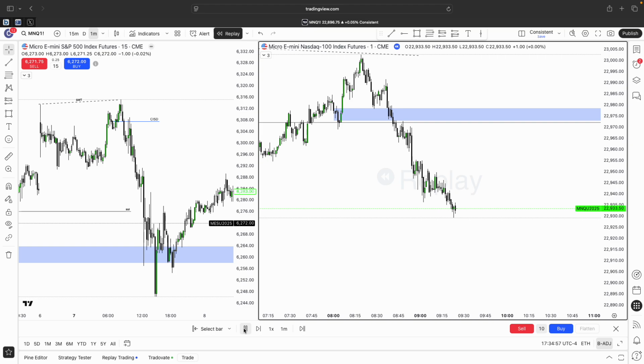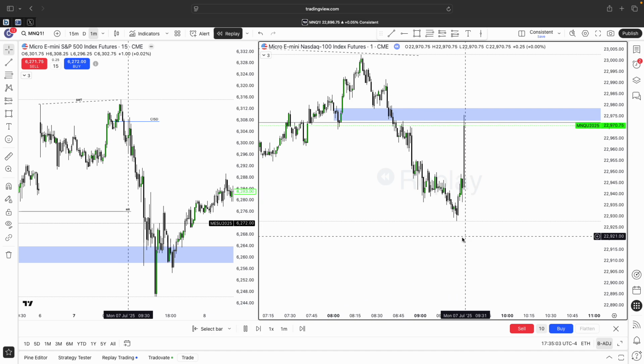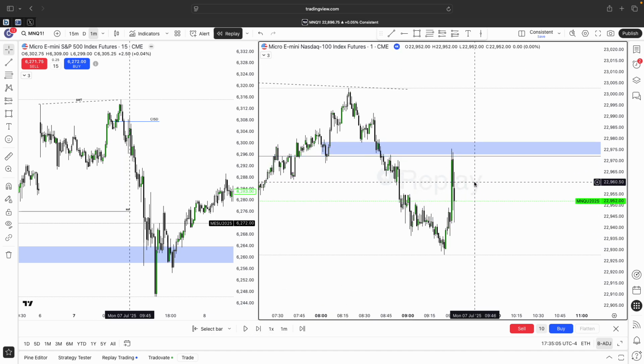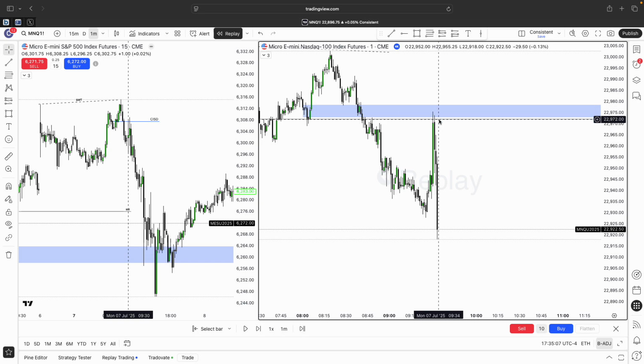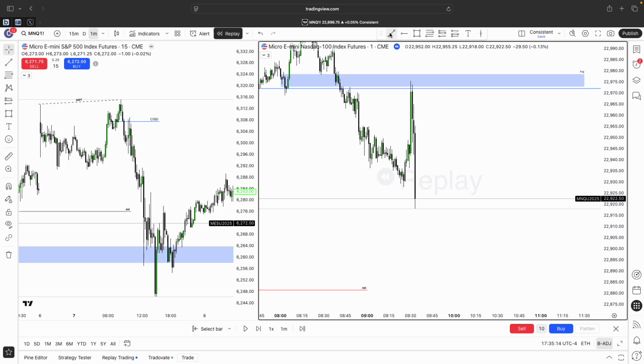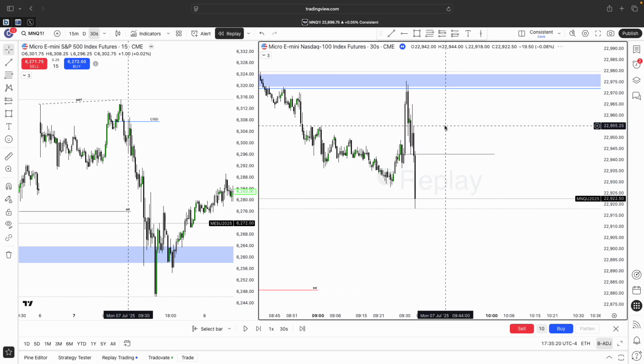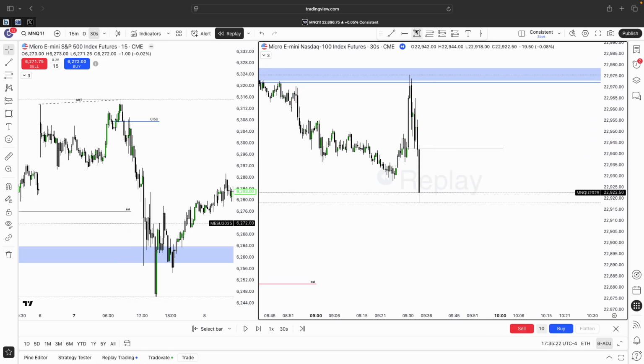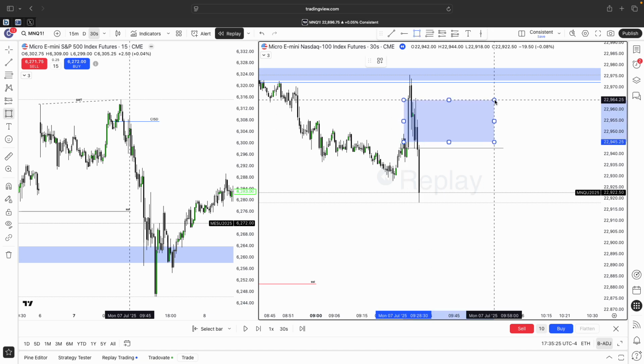I'm waiting, I'm waiting, I'm waiting. 9:30 opens. Boom. 9:30 opens. We pumped up, tapped the change of state delivery with the fair value gap, and we immediately pushed down. Look at that displacement down. And in my eyes, I seen we had another change in state delivery, right? And it looks clear on the 30 second. Another change in state delivery with this 30 second inverse fair value gap.